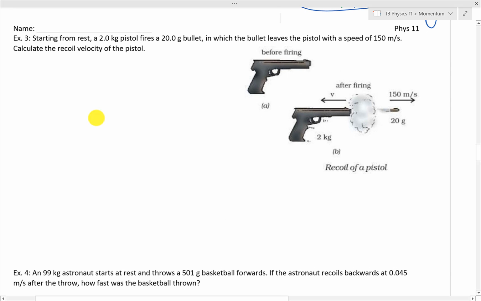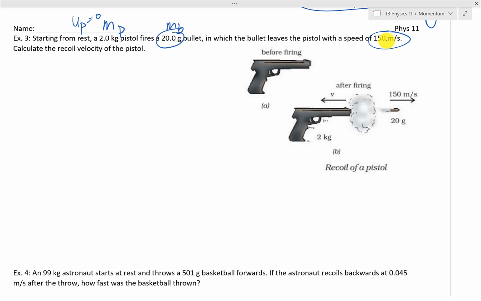Starting from rest, we have a 2 kilogram pistol. I'm going to label this MP. It starts from rest, so the initial velocity of this pistol is going to be 0. It fires a 20 gram bullet, so that's going to be my MB right there, in which the bullet leaves the pistol with a speed of 150 meters per second. So that's going to be the bullet's velocity, but that is after the firing.